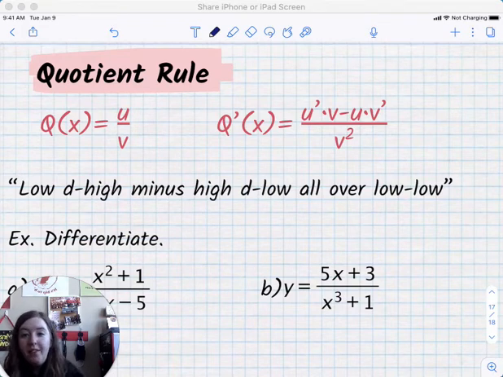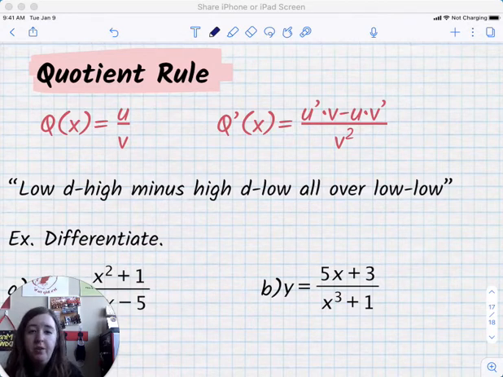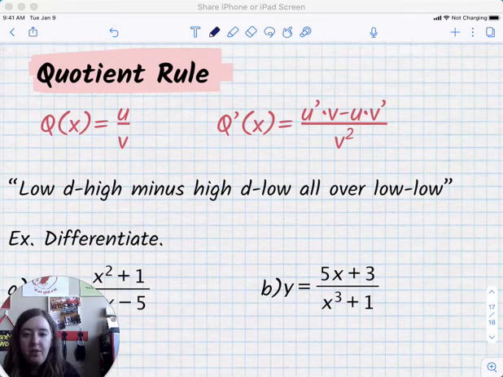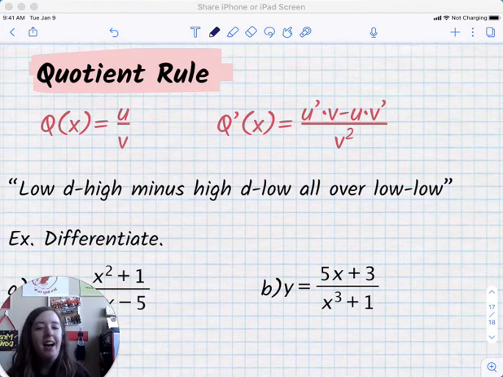So if you have a quotient of u over v, the derivative of that quotient is going to be the derivative of u times v minus u times the derivative of v, all over v squared. Now that's hard to remember, so we have a little rhyme that every calculus teacher I know uses. Low d high minus high d low all over low low.